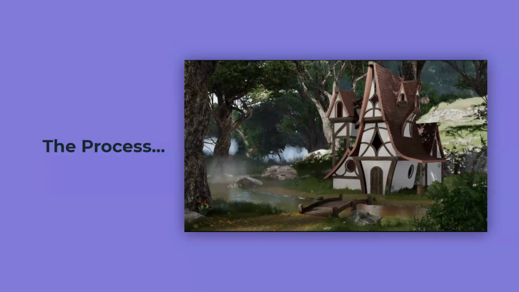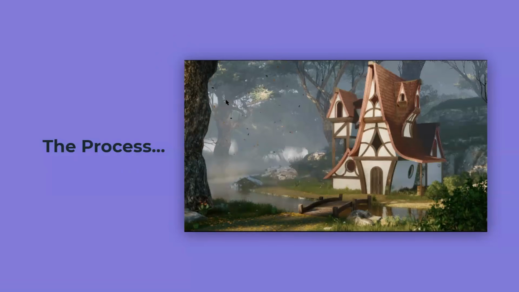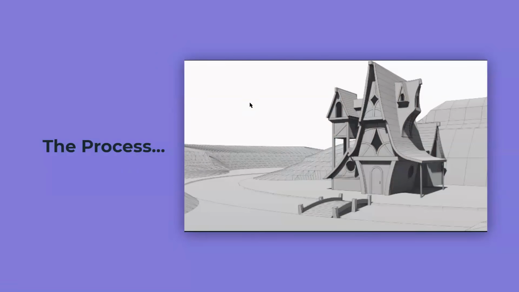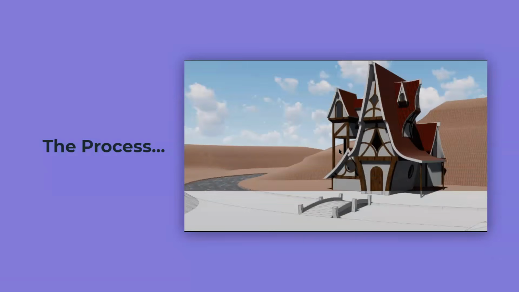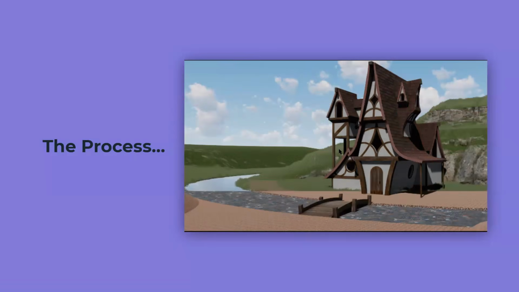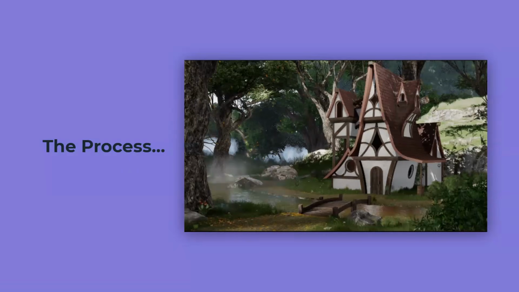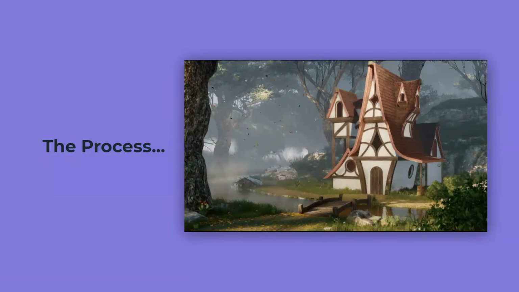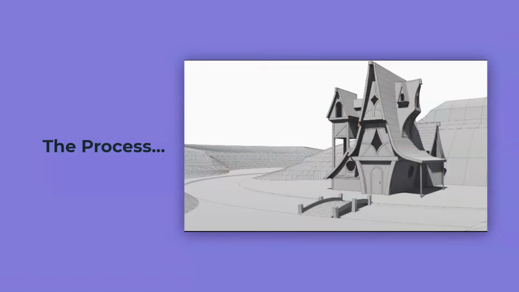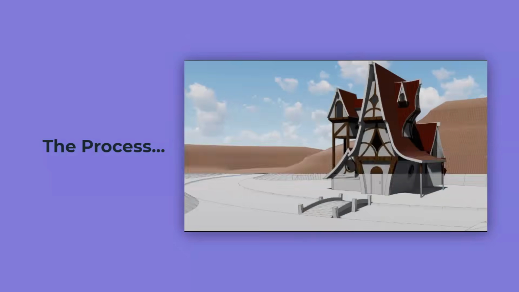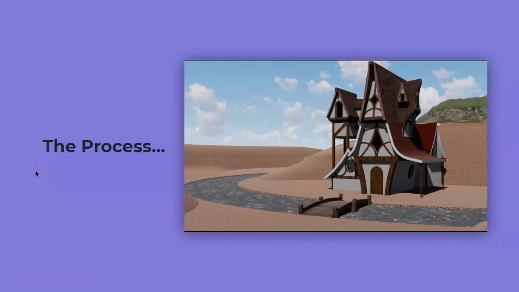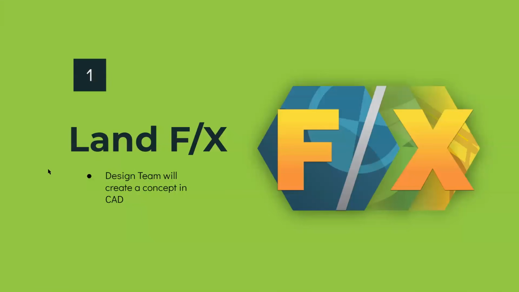So this is kind of like a little process that we go through. So hopefully this is coming through okay. So we start out in SketchUp, and then we apply our materials in SketchUp, and then we will move over to Lumion and finalize the textures and materials, and then apply all those lighting effects and all the ambiance that goes around it. And so the first step that we do is the design team works closely with the client, and they create a concept in CAD.